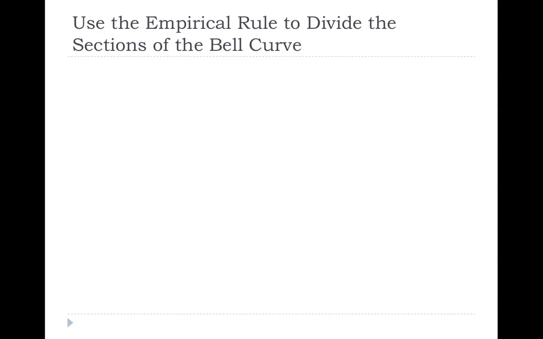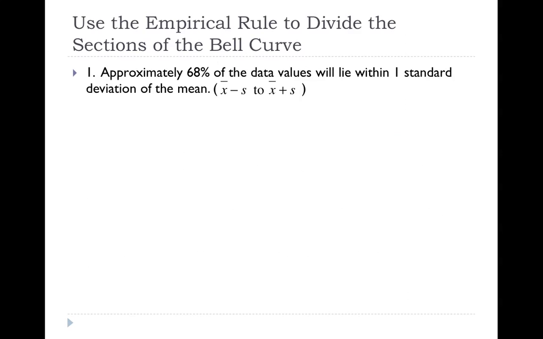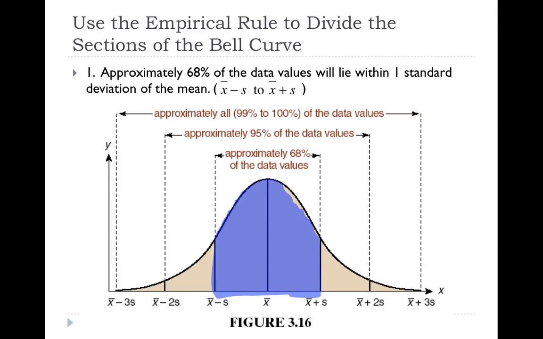Okay, we're going to further look at this empirical rule. 68% of the data values lie within 1 standard deviation of the mean. Okay, so this is 68% of our data values. Now, if we take a look at the bell curve, it is symmetrical with respect to this vertical line down the center. So if this whole piece represents 68%, we can divide the two halves into 34% and 34%. Okay, because we do have symmetry with the bell curve.